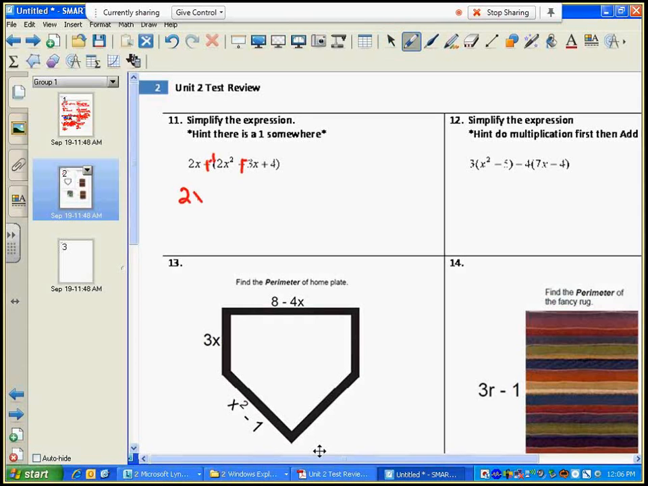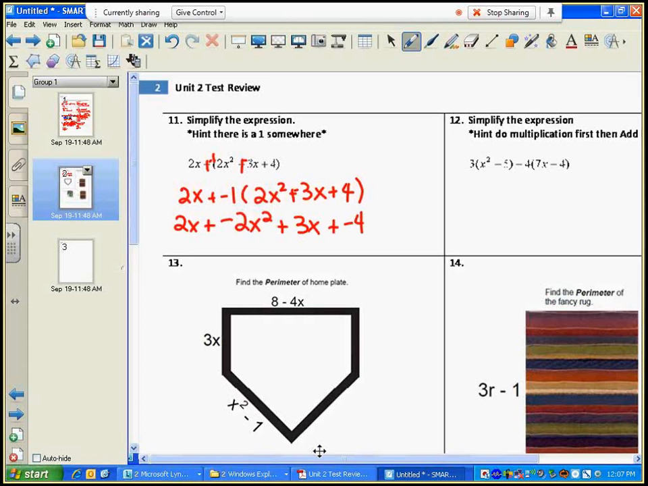2x plus negative 1 times 2x squared minus 3x plus 4. So I'm going to bring that 2x down. Now let's distribute that negative 1. Negative 1 times 2x squared is negative 2x squared. Plus negative 1 times negative 3x is 3x. Negative 1 times 4 is negative 4.